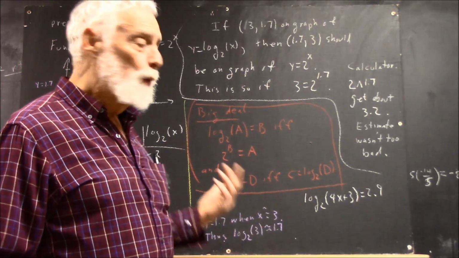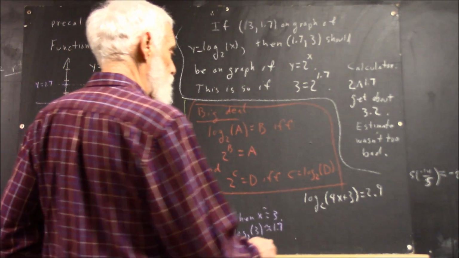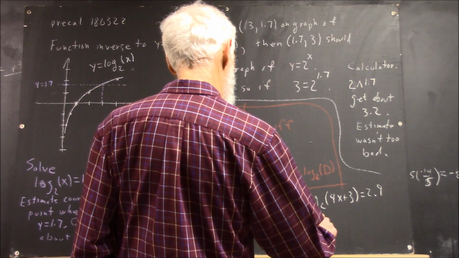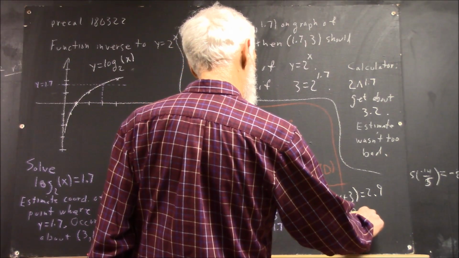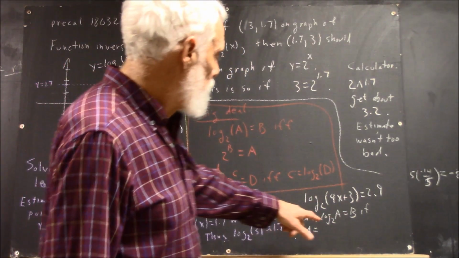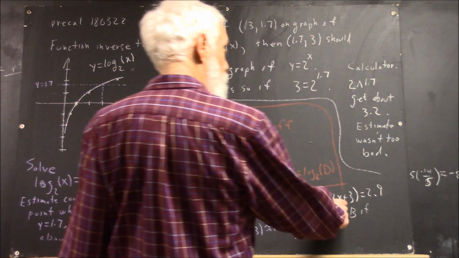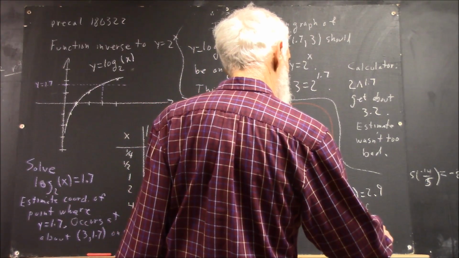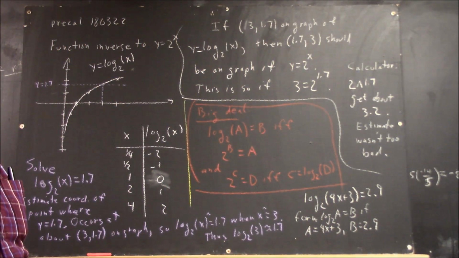Can you tell me what A is? A is... 4x plus 3, and B equals 2.9. It's in the form log base 2 of A equals B if A equals 4x plus 3, right? And B equals 2.9.